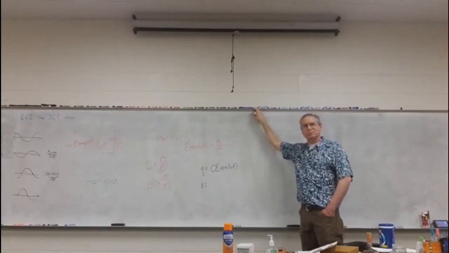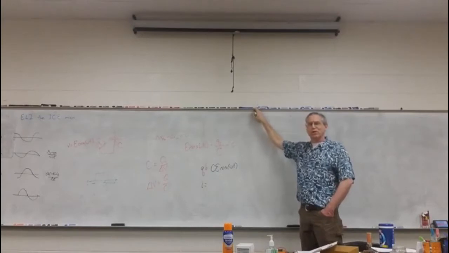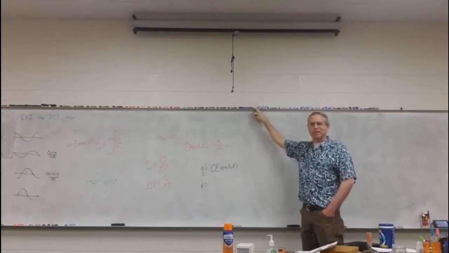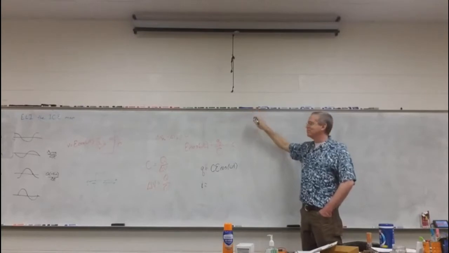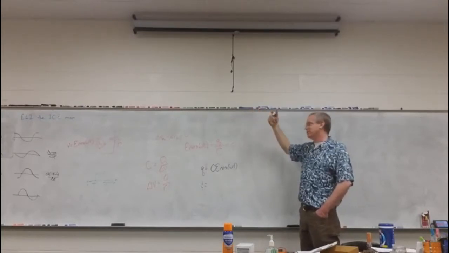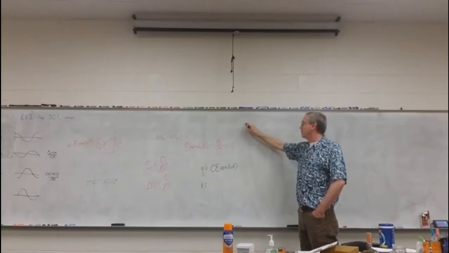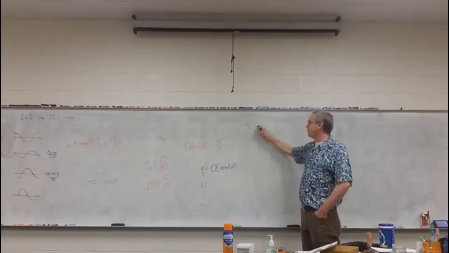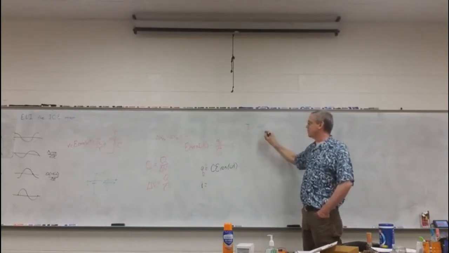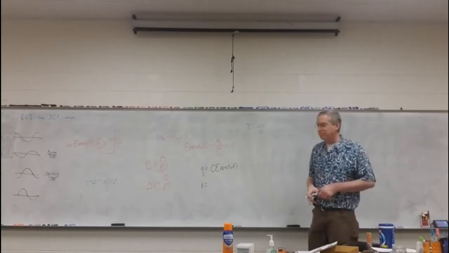C equals Q over V. Looking at charge and current, what's the definition of current? V equals IR, that's an offshoot of it. Definition of current: charge over time. Yeah, roughly. What we did before is that current is the change in charge over the change in time. It's how much charge passes by at a particular amount of time.